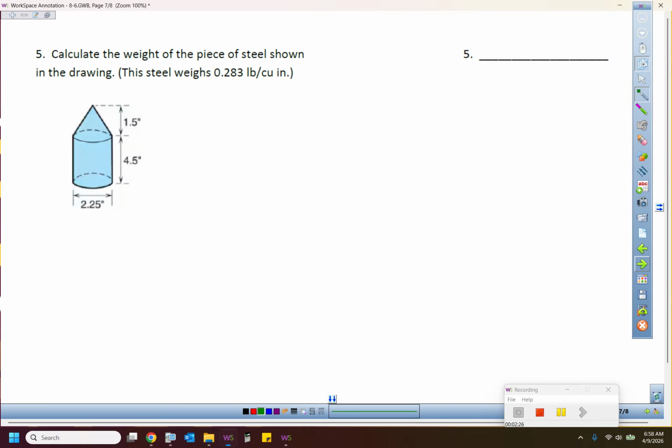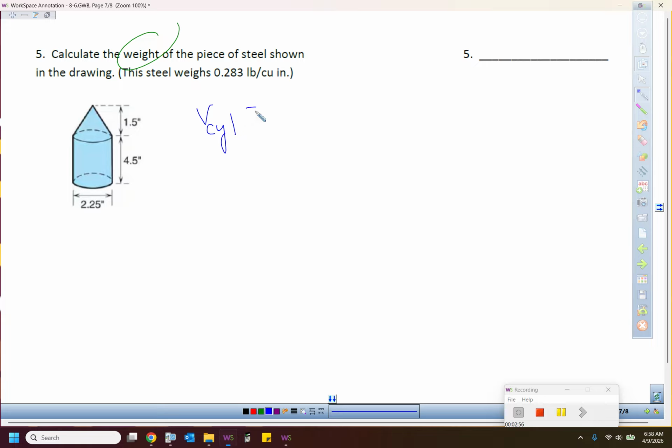Then it says calculate the weight of this piece of steel. So the weight means we want the volume of this. We've got 2 shapes here: a cylinder, and a cone on top. They tell us how much the steel weighs per cubic inch. And the cool thing is all of these dimensions are in inches, so I don't have to do any converting. So let's do the volume of each one. It doesn't matter which one we do first.